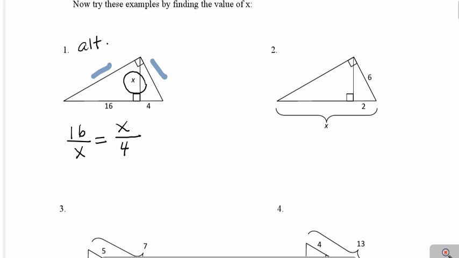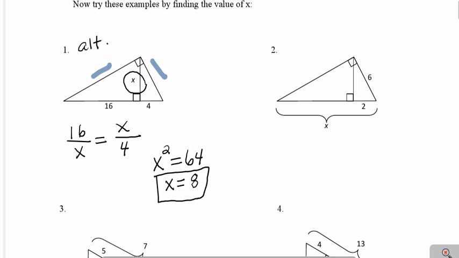And now you're just going to go ahead and cross multiply, and you're going to end up getting a quadratic. So x squared equals 64. Take the square root. Normally we would put a plus or minus in front, but we know that we don't need to for these types of problems because we can't have a negative side length. So you always want the positive answer. So the altitude would have to be equal to 8.